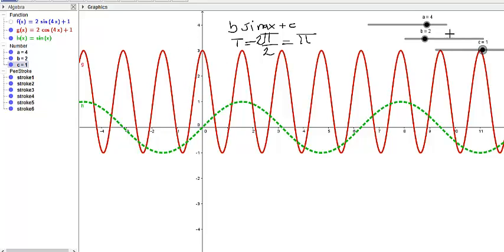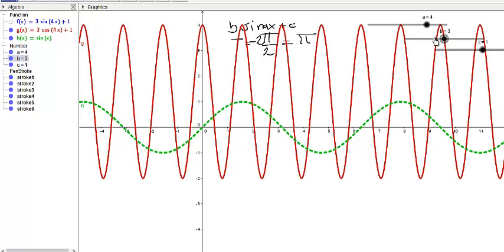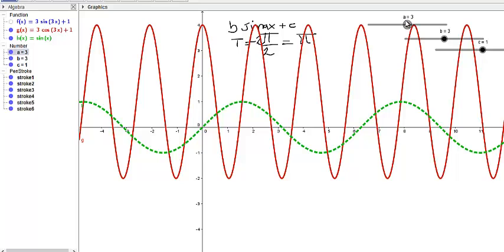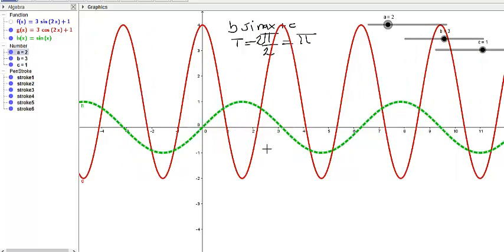And here the 2 is going to make it larger and smaller on the y-axis, and the 4 on the x-axis is going to affect it, larger and smaller. Okay.